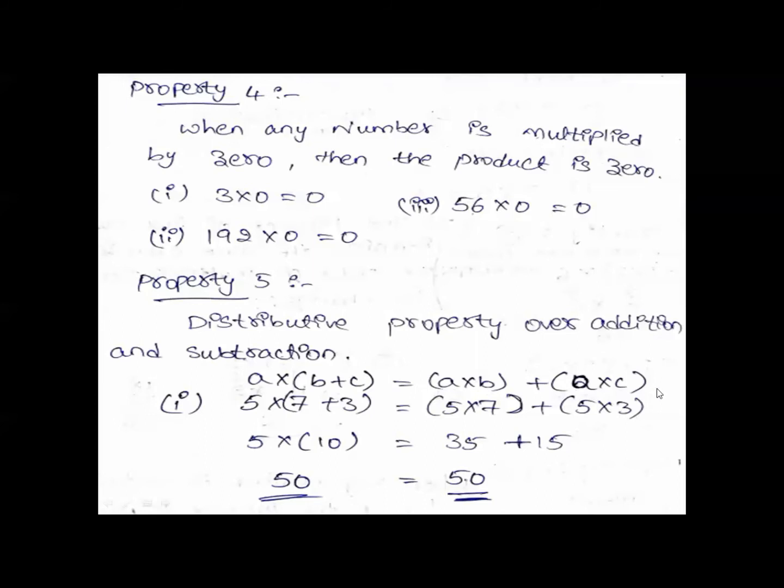Next, A into B plus A into C. Same property. This is called the distributive property. You can write the right side and you can write the left side. This is the formula. We can write A into brackets B plus C bracket close. We can write A into B plus, brackets, A into C. We can write like this also. See, the product will remain the same.